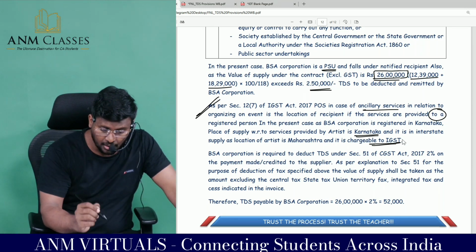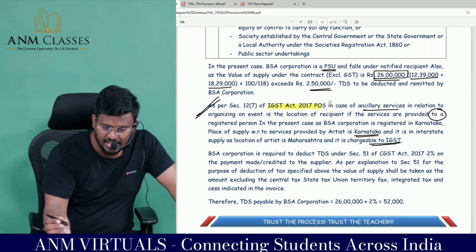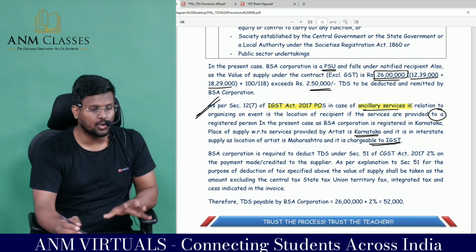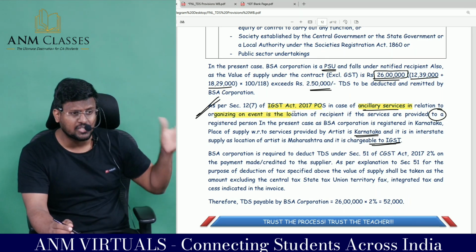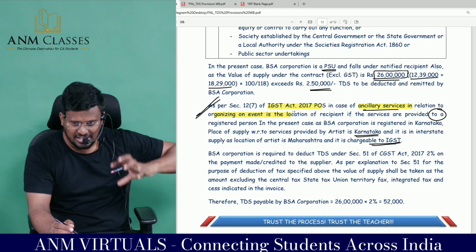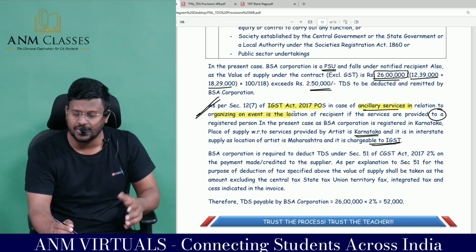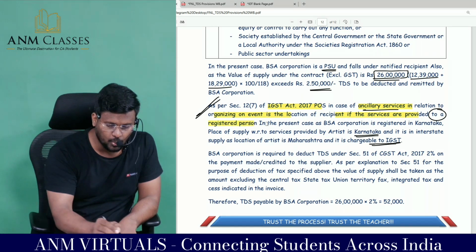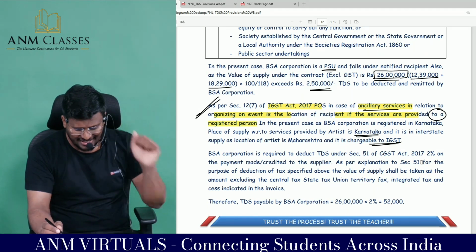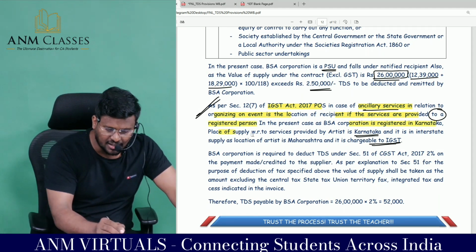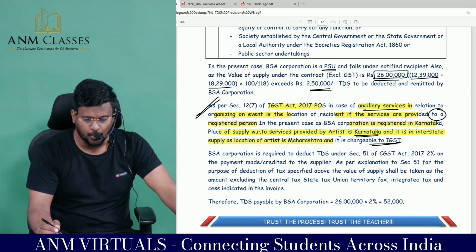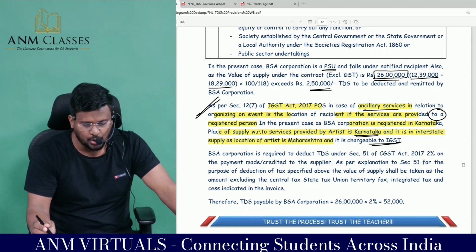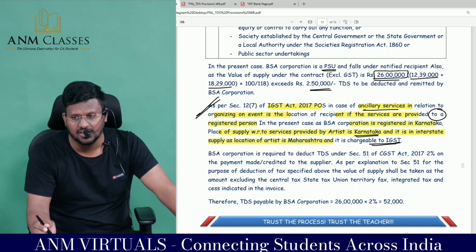Now read that line. As per 12.7 of the IGST Act, place of supply in case of ancillary services in relation to organization of event. Actually he is not the person who is organizing the event. He is just providing ancillary services relating to the event. Is the location of the recipient if service is provided to a registered person. In the present case, as BSA Corporation is registered in Karnataka, place of supply with reference to service provided by artist is Karnataka and it is interstate supply as the location of artist is in Maharashtra and is chargeable to IGST.